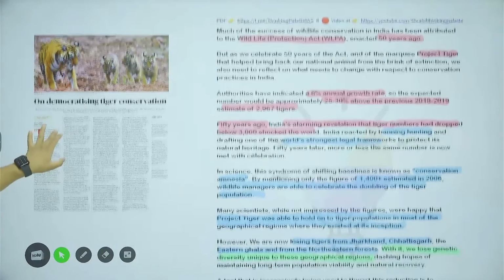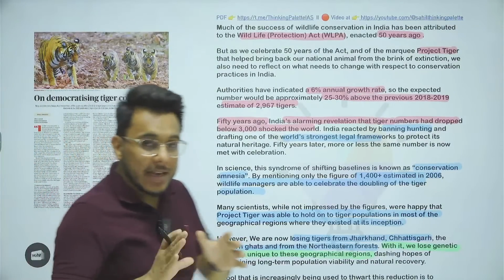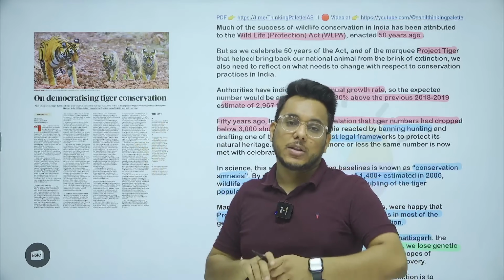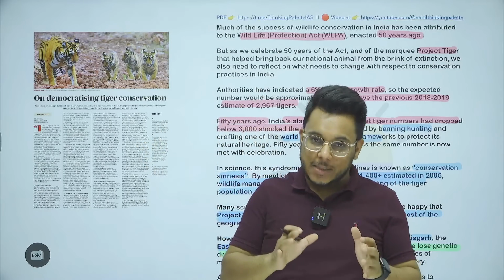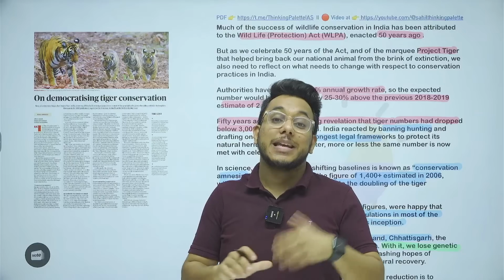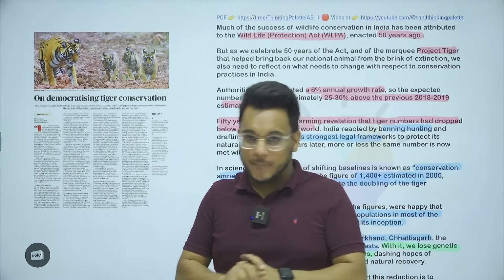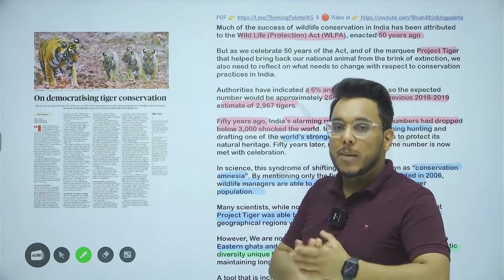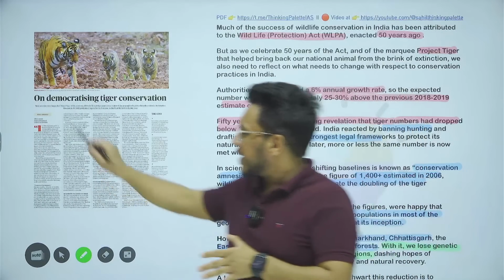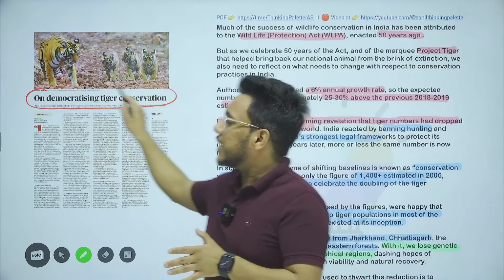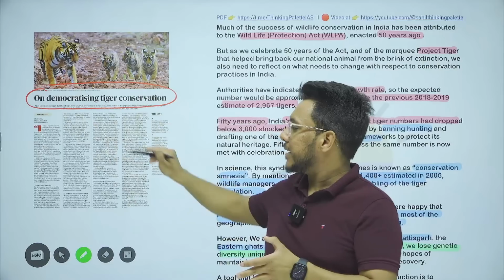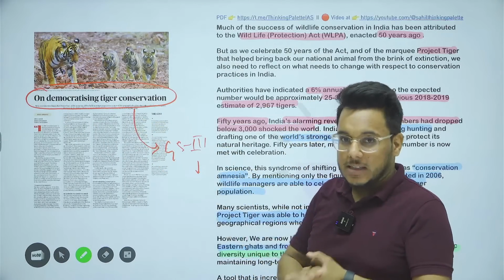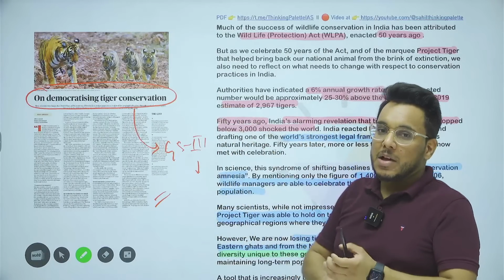Now, guys, this particular article is going to be a very important article, and I believe that even a direct question on it can be asked for your GS paper 1 and GS paper 3, largely GS paper 3. Before going to this article, let me give you some background information. The article reads: on democratizing tiger conservation. In GS paper 3, we have the topic of environment and conservation, where we can use it.